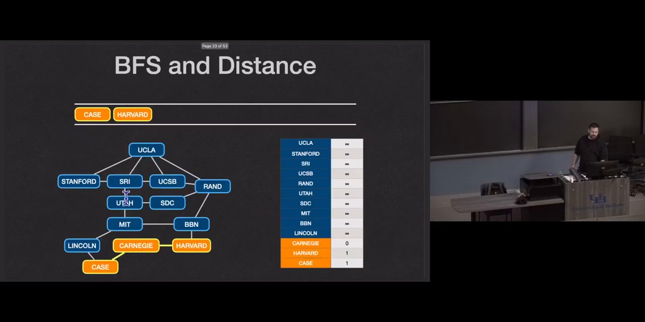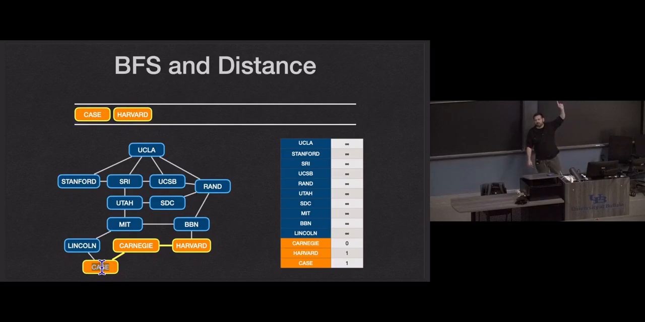Eventually, we're going to dequeue Carnegie and then visit all of its neighbors. For this, we're going to look up our adjacency list. The adjacency list directly tells you the neighbors of a node. We're going to say, hey, adjacency list, give me all the neighbors for Carnegie. You're going to loop over all those neighbors, and for each neighbor, we're going to check one thing.